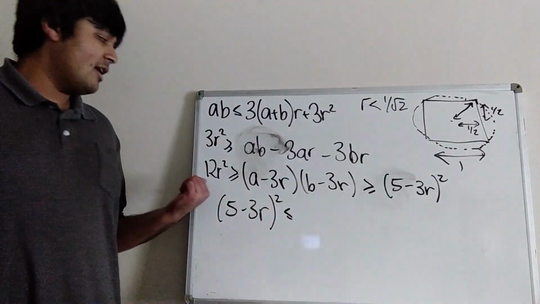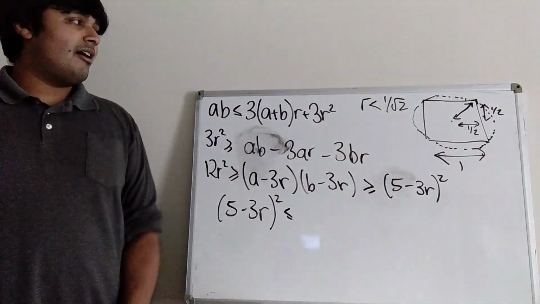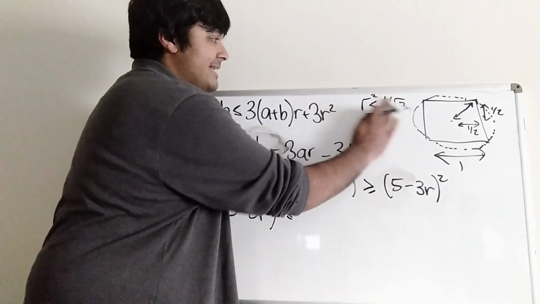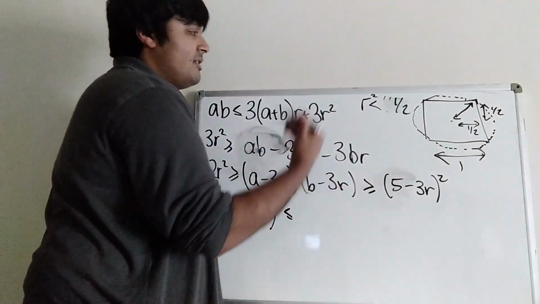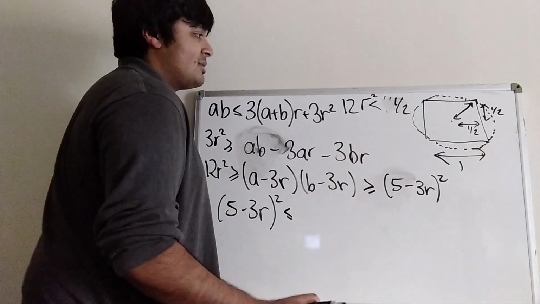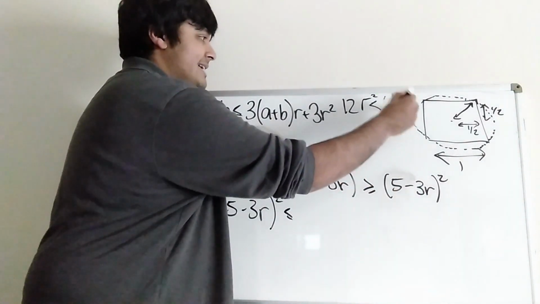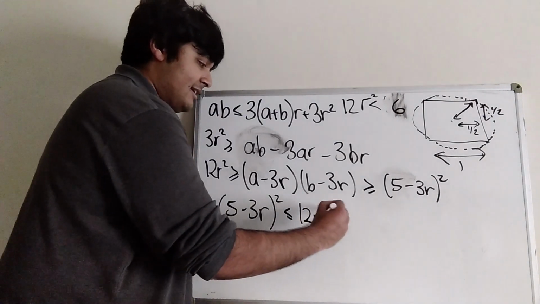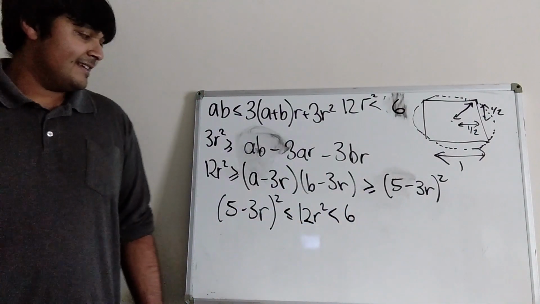So (5 minus 3r) squared is less than or equal to 12r squared, but we just had that r is less than 1 over root 2. So that means r squared is going to be less than 1 over 2. So multiply both sides by 12. 12r squared is going to be strictly less than 6. So (5 minus 3r) squared is less than or equal to 12r squared, which is strictly less than 6.